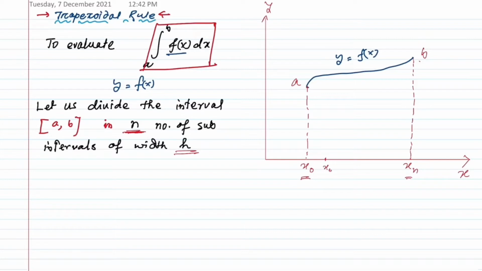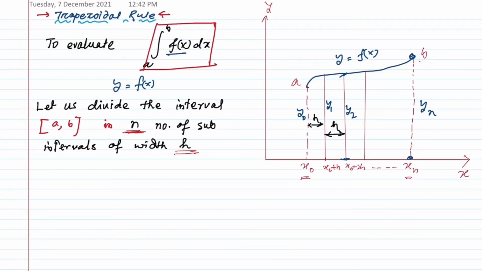So that means x naught and the next one will be x naught plus h, then next it will be x naught plus twice h and so on. So here the width of this interval is h, in every division. Let us assume that this is y naught, this is y1, from here to this point this is y2, and this is yn.